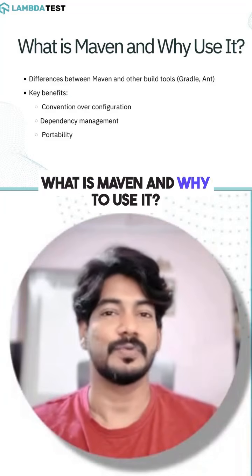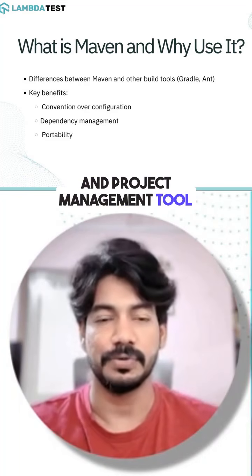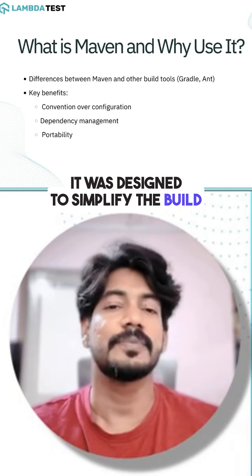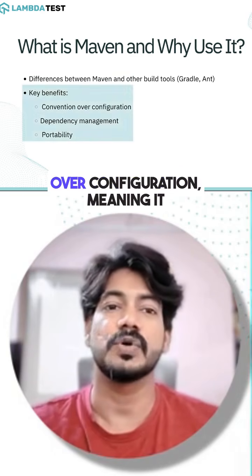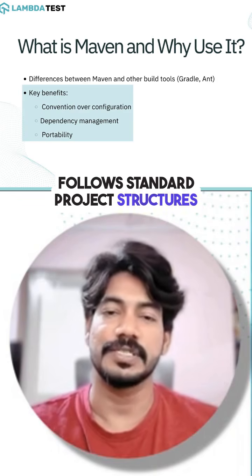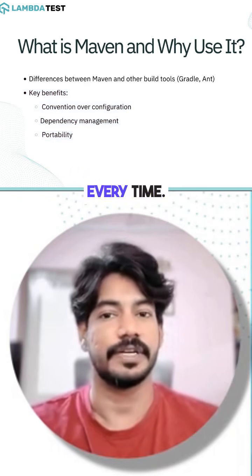What is Maven and why to use it? Apache Maven is a build automation and project management tool used primarily for Java projects. It was designed to simplify the build process by introducing convention over configuration, meaning it follows standard project structures and build lifecycle, so you don't have to write custom build scripts every time.